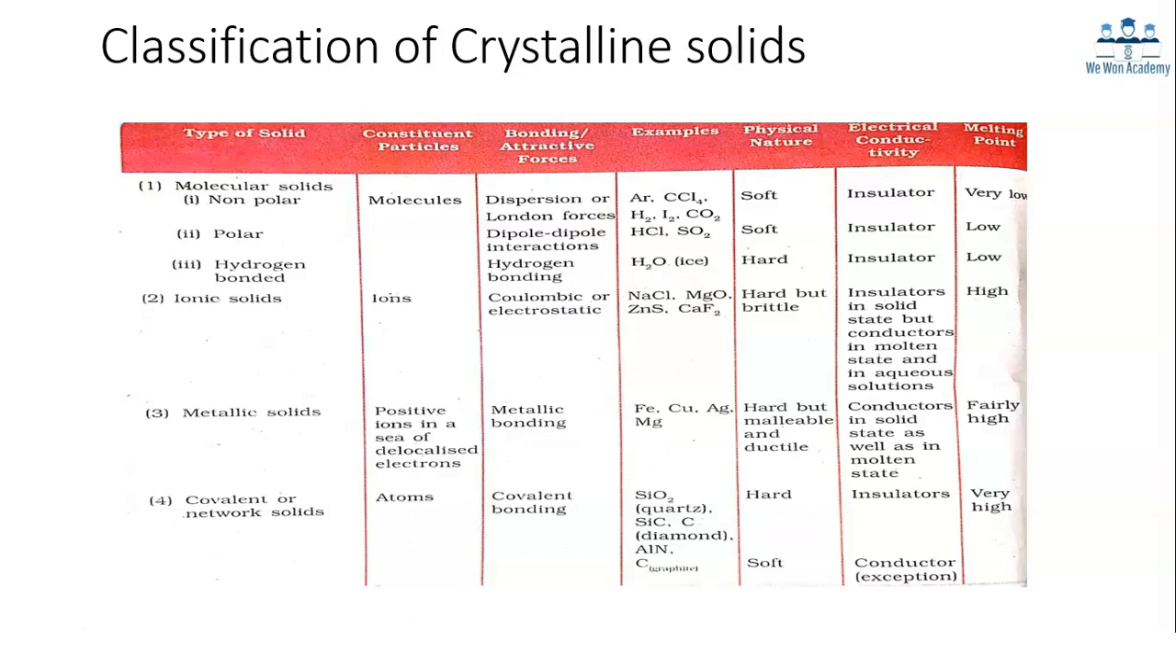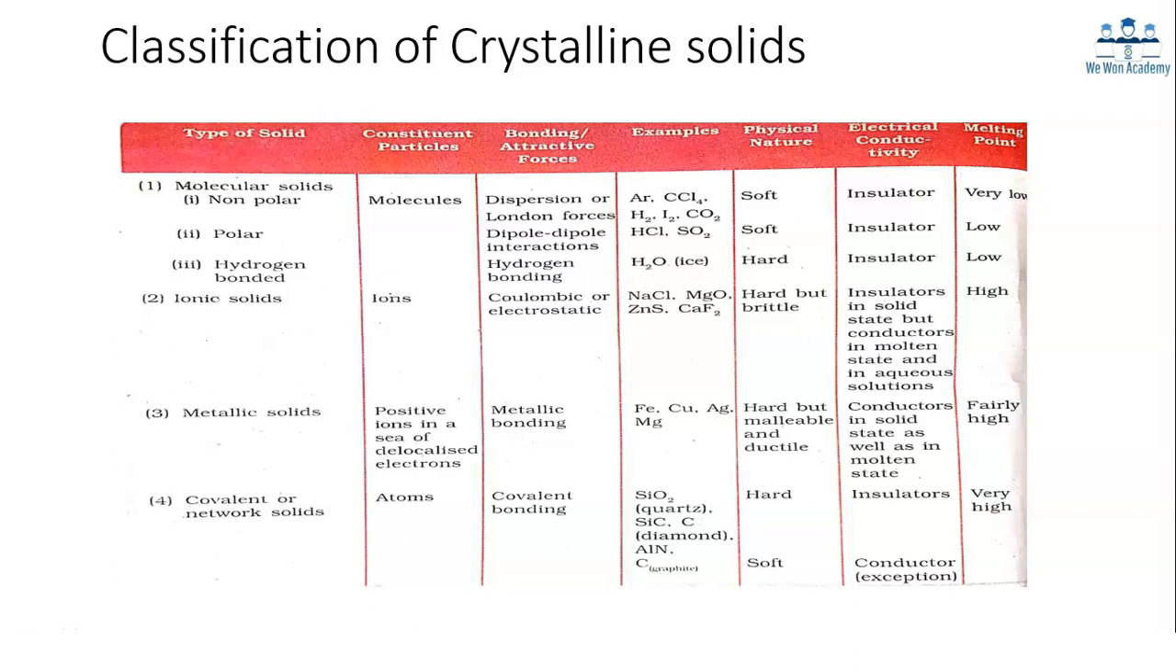The second type of crystalline solid is ionic solid. Its constituent particles are ions and they are combined due to Coulombic force. Examples are NaCl or magnesium oxide. Last is metallic solid. Their constituent particles are positive ions and free electrons, and they have metallic bonding. Examples are iron, copper, and many more.